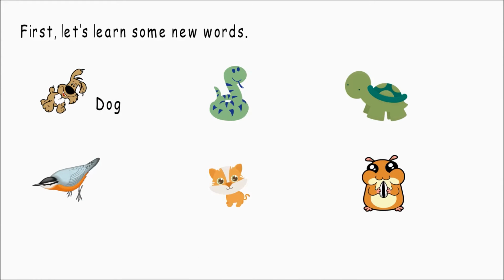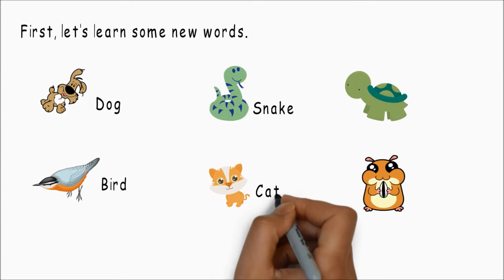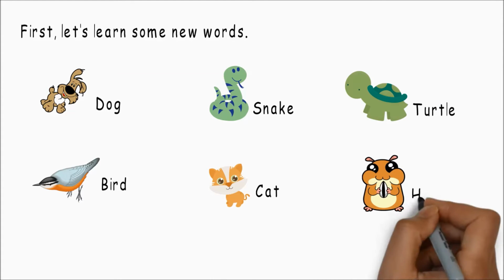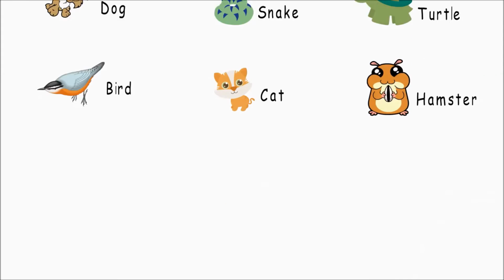This is a dog. This is a bird. This is a snake. This is a cat. This is a turtle. This is a hamster.